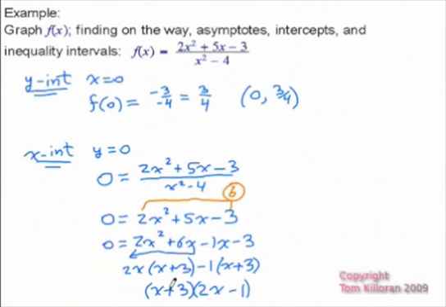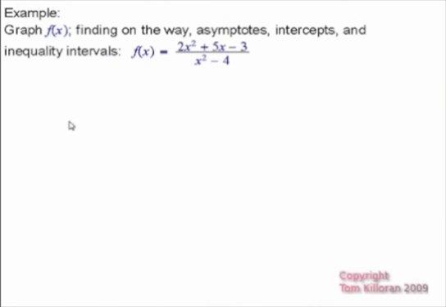And remember, this whole thing is equal to 0. Alright, and that gives us solutions of negative 3 and positive 1/2. As coordinates, this would be (-3, 0) and (1/2, 0) as our two x-intercepts. Alright, the last step before I start graphing this will be to find the intervals when this thing is above or below the x-axis, positive or negative.